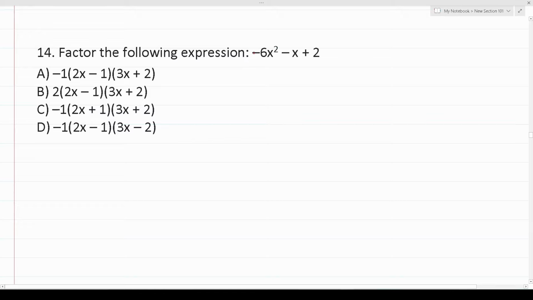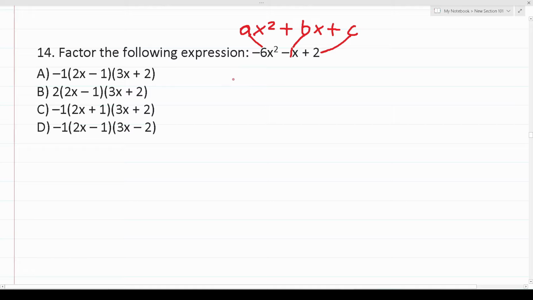First, I want to point this out. We're factoring a quadratic trinomial that's in standard form. Standard form is this: ax squared plus bx plus c. We can see that a corresponds to -6. There's an imaginary -1 in front of this x, and c in this case is 2. That's going to be important to understand in just a few minutes here.